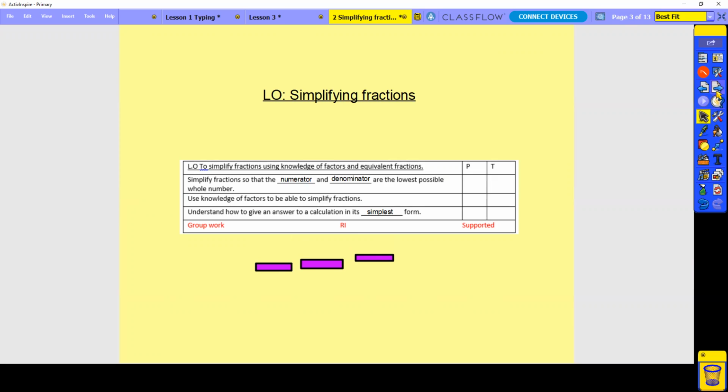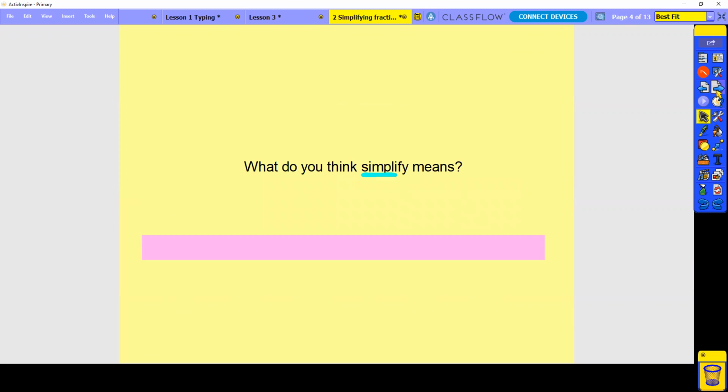Right, let's look at our first bit. What do we think simplify means? What does simplify mean? Pause this video and on your piece of paper in front of you, could you write what you think simplify means?